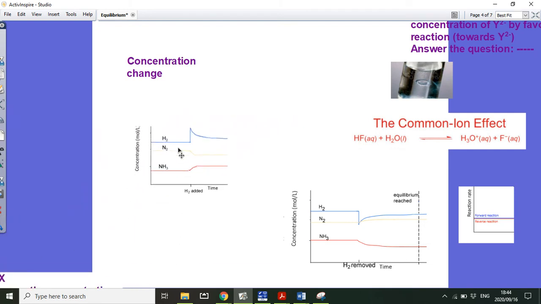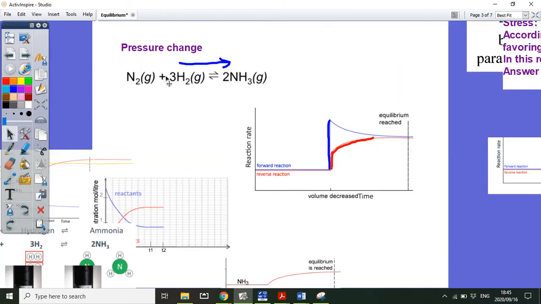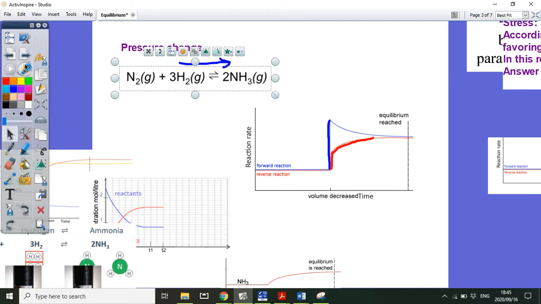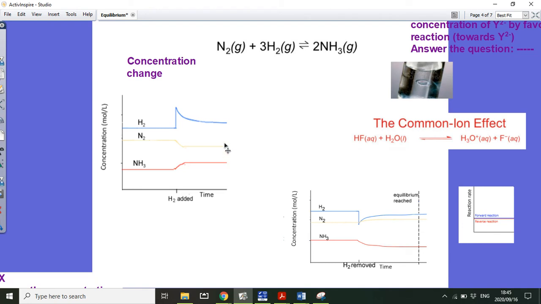So if it was our H2 N2 reaction again, you can see I've added H2, and this one shot up. But the reaction is immediately going to try to get rid of it by favoring the reaction away from the H2. If we look back to our reaction here, the H2 is there, so it's going to favor away from the H2, forming more of this. But when the H2 gets decreased, the N2 goes with it because it's on the same side of the reaction. So you can see what's happening with the concentration. The mole graph again will look exactly the same.